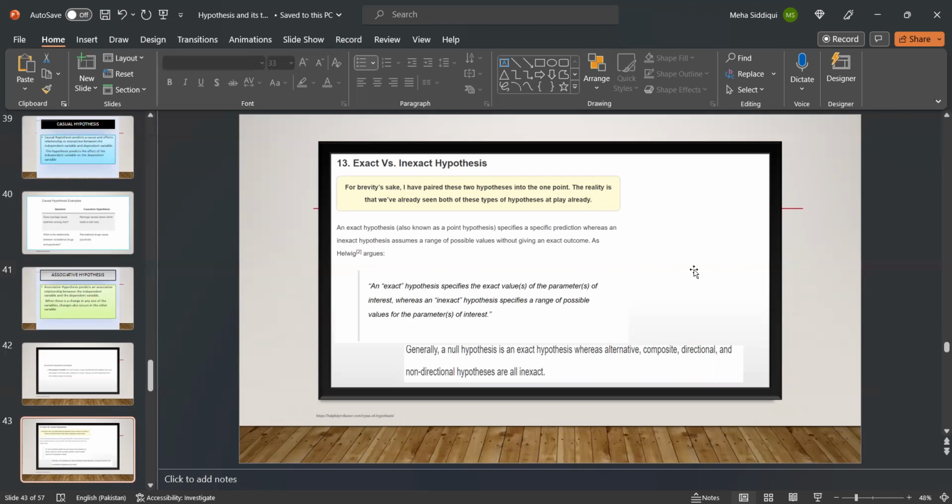An exact hypothesis, also known as point hypothesis, specifies a specific prediction, whereas an inexact hypothesis assumes a range of possible values without giving an exact outcome. So he argues that an exact hypothesis specifies the exact values of the parameters of interest, whereas an inexact hypothesis specifies a range of possible values for the parameters of interest. So generally, a null hypothesis is an exact hypothesis, whereas alternative, composite, directional, or non-directional hypotheses are all inexact.